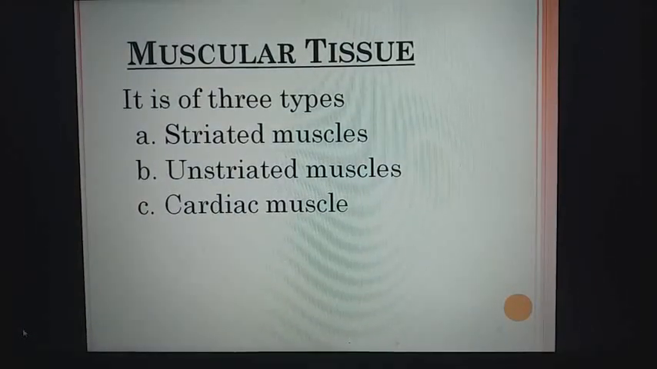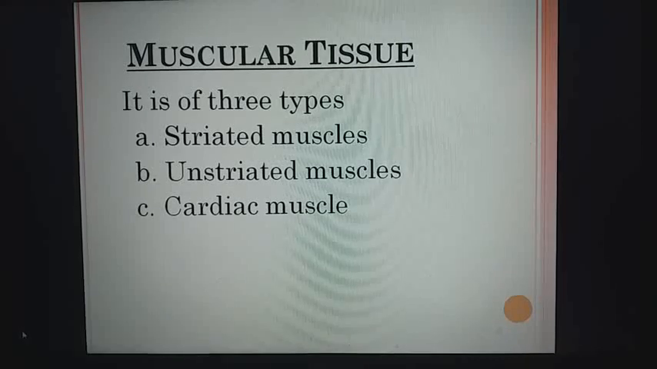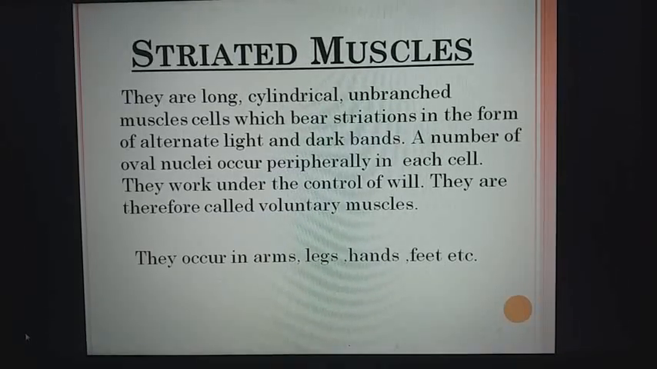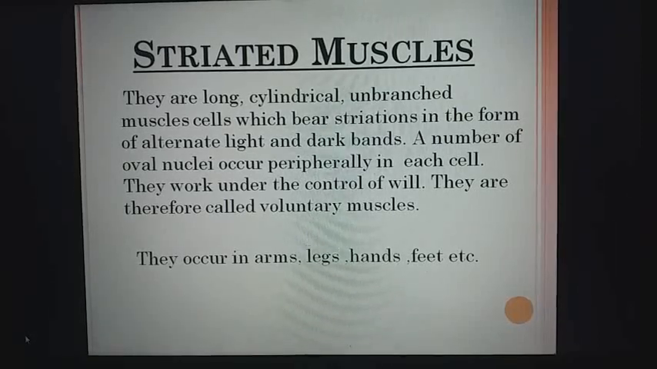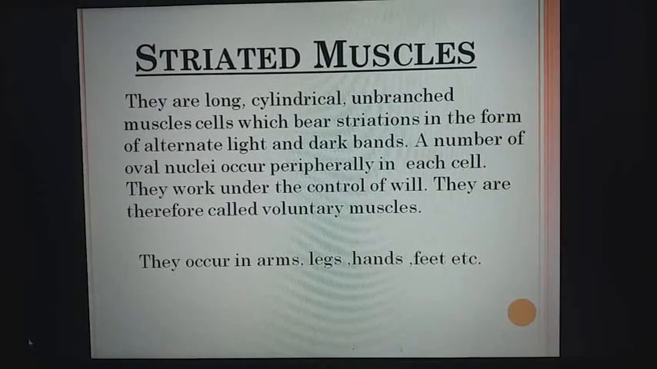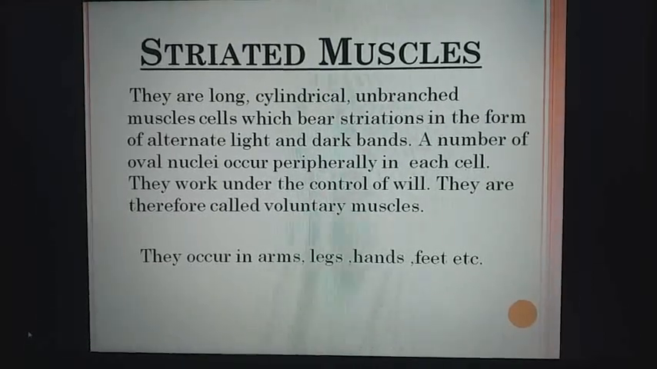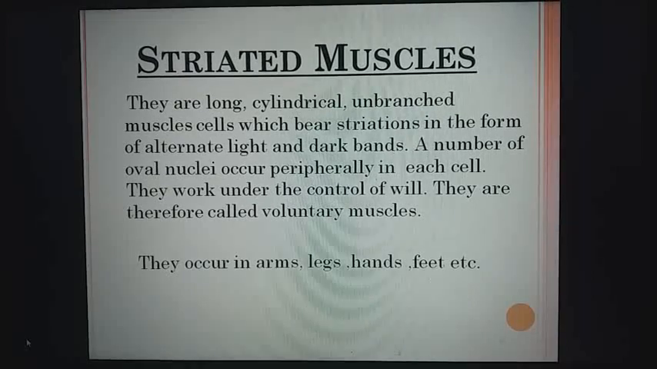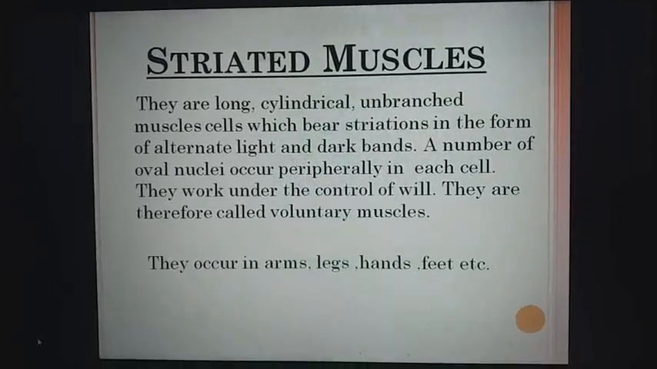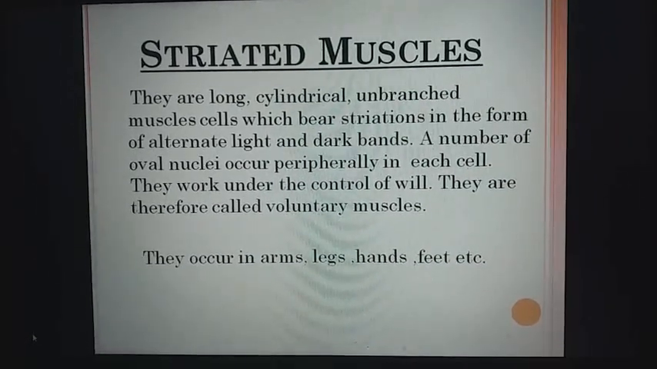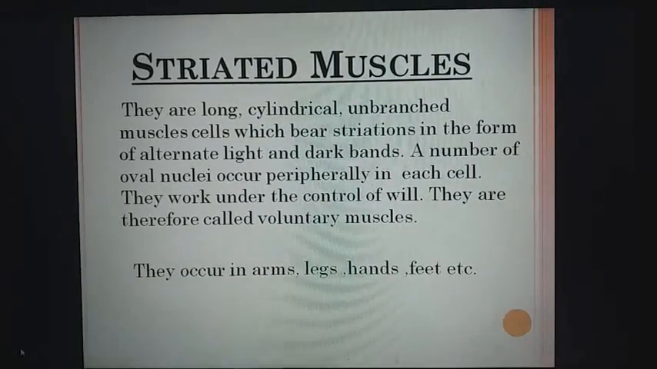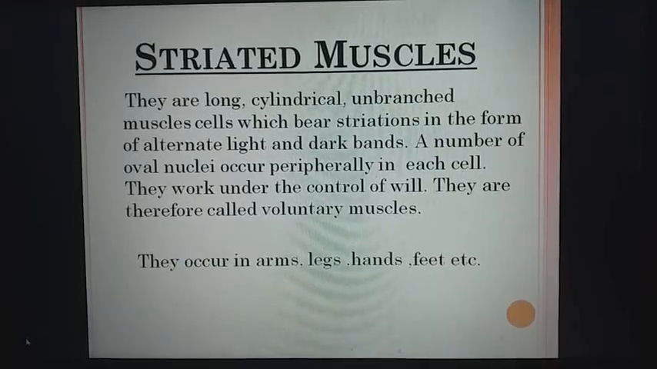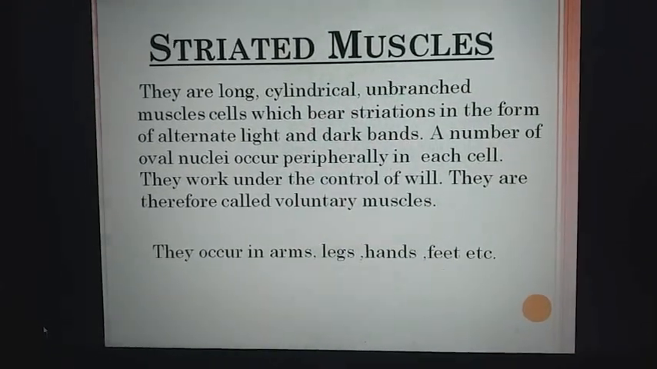Now muscular tissue is of three types, that is striated muscle, unstriated muscle and cardiac muscle. First is striated muscle. As the name suggests, striated. Striated means the striations are there. So they are long cylindrical. If you see the structure, I'll show you in the diagram. It is long cylindrical unbranched muscle cells which bear the striation in the form of the alternate light and dark bands. So children, you will be able to see this light and dark band in this striated muscle.